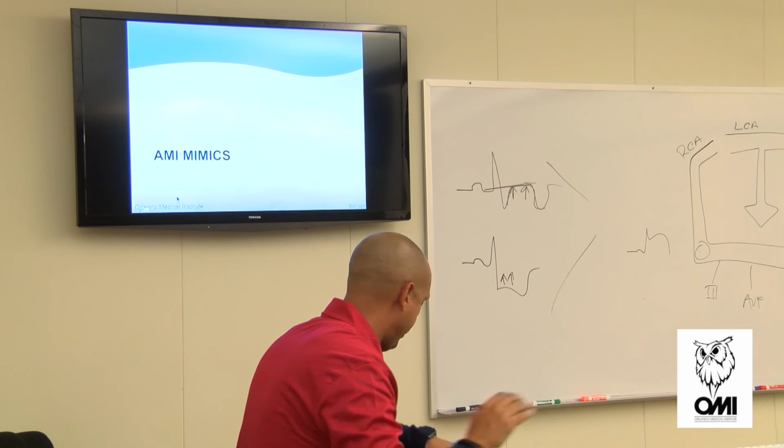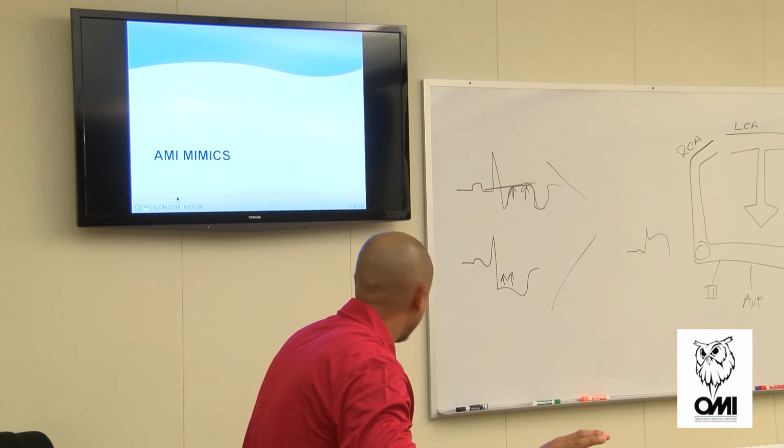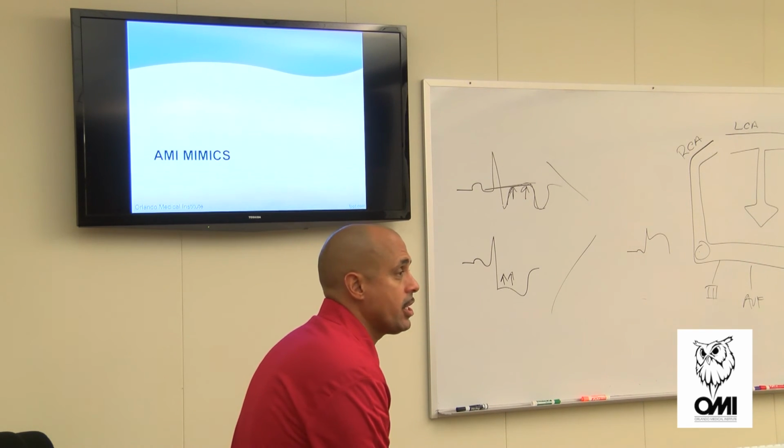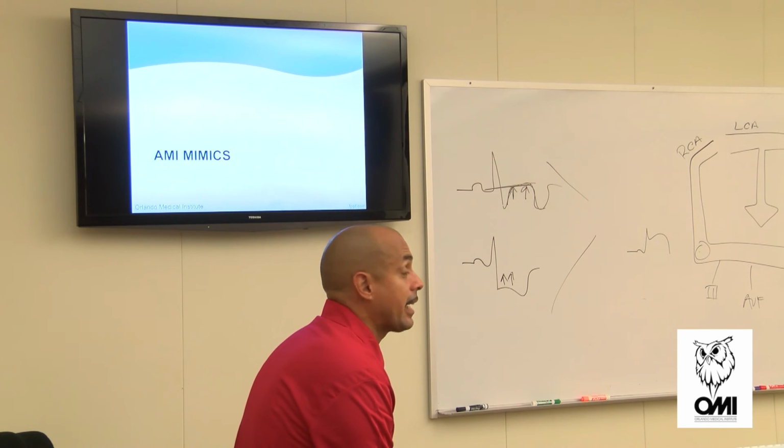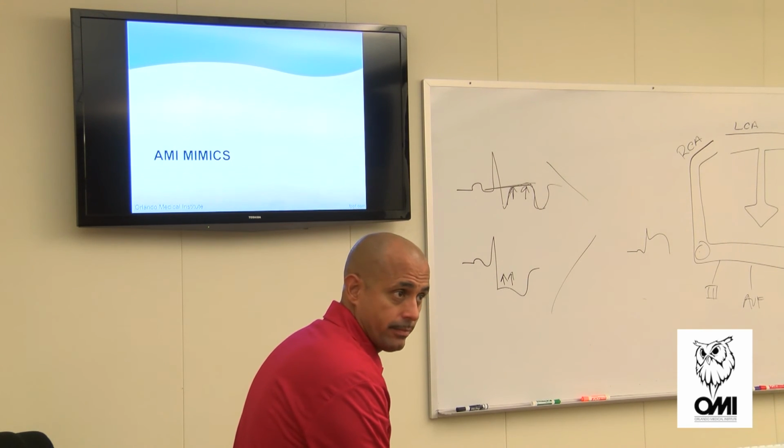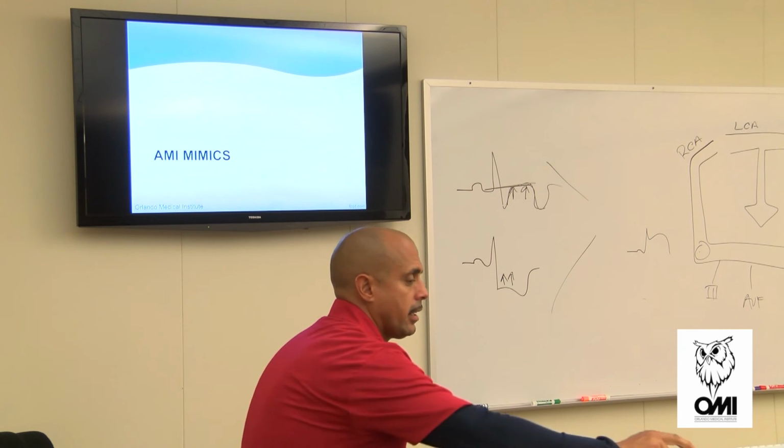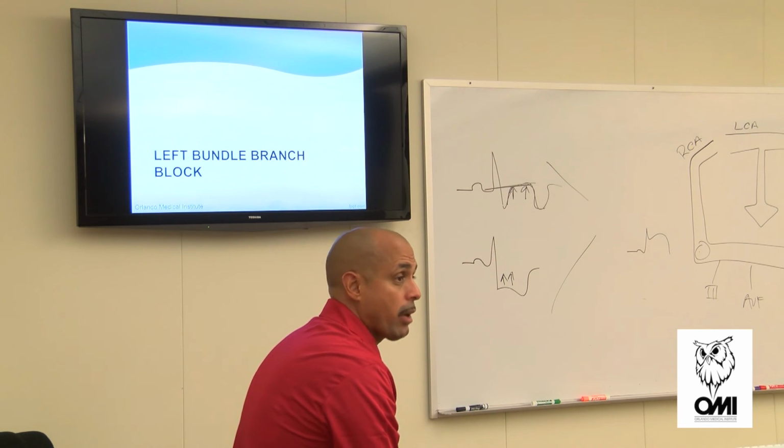All right, mimics. We have what's called mimics. Mimics are ECGs, things or diseases that can mimic ST elevation. So something that can mimic ST elevation. So left bundle branch can mimic.